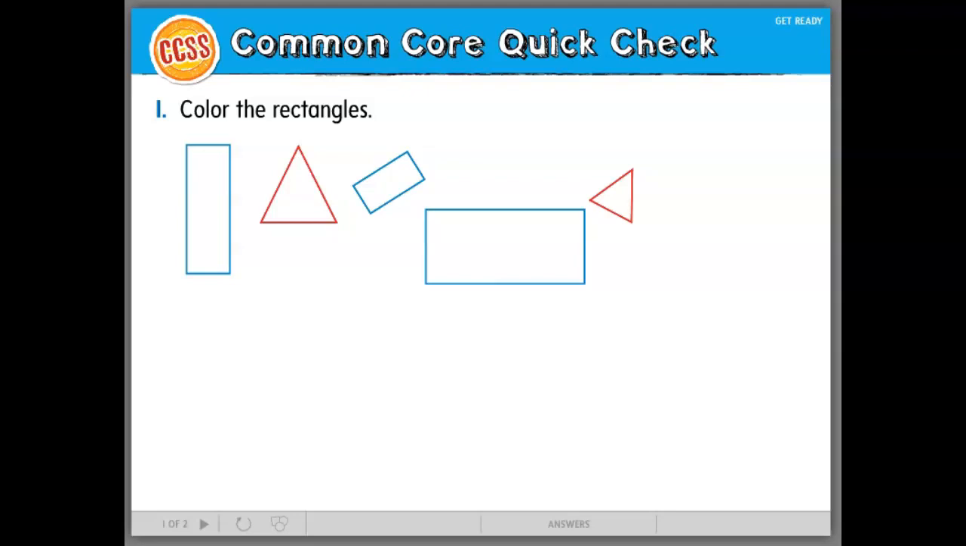So this says color the rectangles. Which ones are the rectangles? Hopefully you picked out 3 of them. All the blue ones are rectangles. And the other day we talked about how rectangles have how many sides? 4 sides. And how many corners, or vertices, do they have? They also have 4 vertices. So that's how we know they're rectangles. They're different from squares because not all the sides are the same.